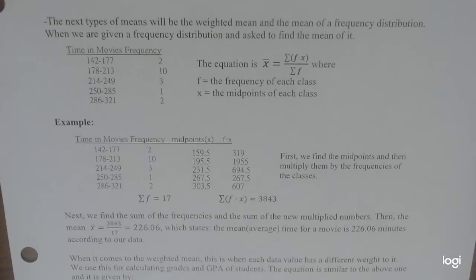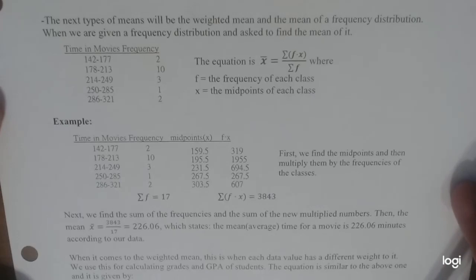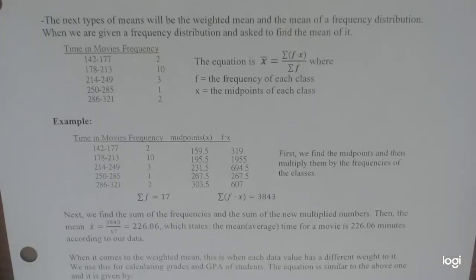So the next section is group data mean, and essentially this whole section has come down to just two questions. When it comes to it, it's just a different way to find the mean. And the two most important ones we're going to talk about are the mean of a frequency distribution and the weighted mean.